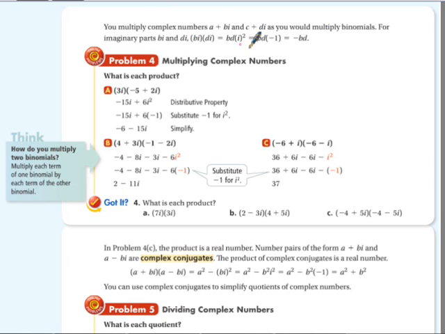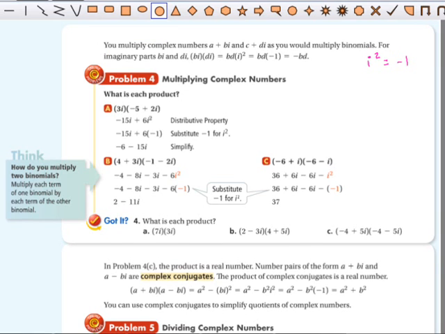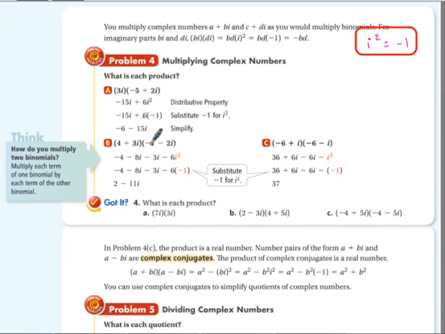For the imaginary parts, what we just have to remember is that i squared equals negative 1, okay? i squared equals negative 1. That's the big key to doing these correctly, that you don't forget this. That's a big deal. Other than that, it's just like FOIL or distributive property or anything else.